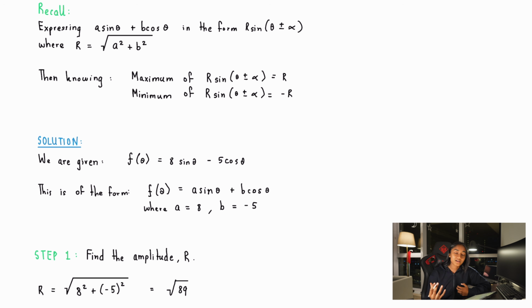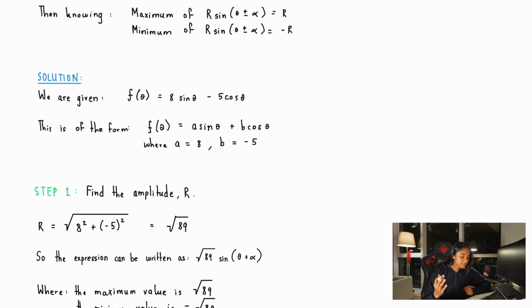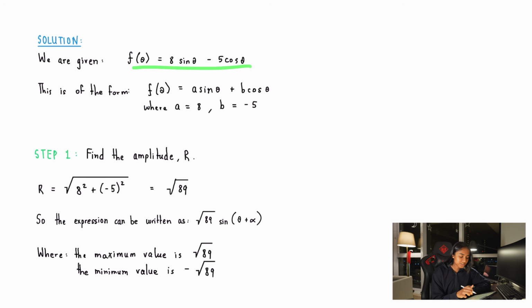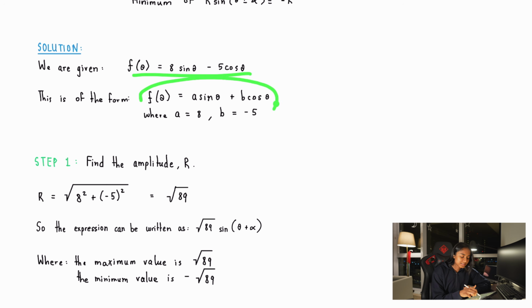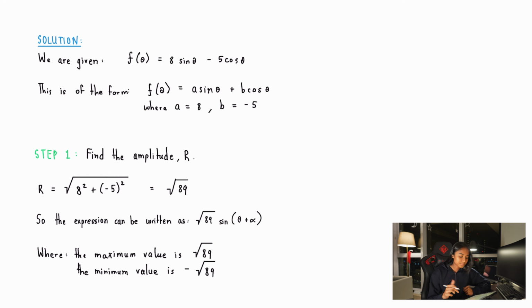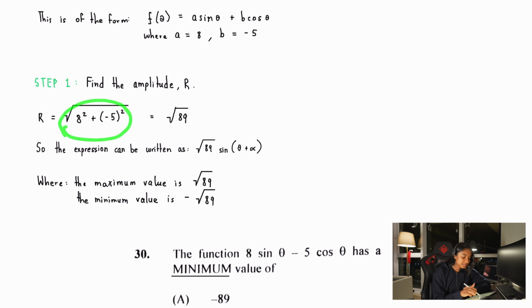And not only r, we need to find minus r because we want the minimum value. However, if they ask for maximum, we would keep it positive. All right? So we are given this function. So we know that it is of this form, so we can find a and b. This is important because we needed to find r. We put it into the formula and we get r to be equal to the square root of 89.